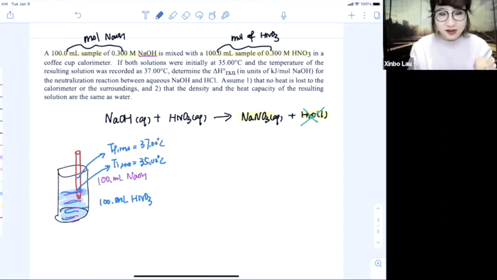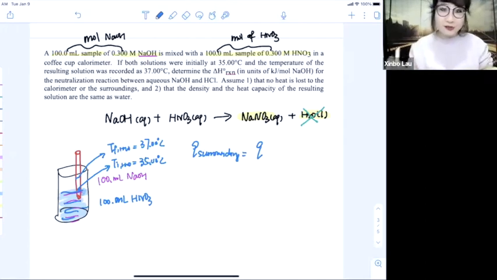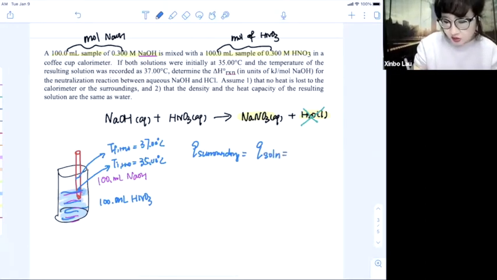So basically you're thinking, if my water, which is the solvent, is our surrounding, then the heat of the surrounding, we simplify. We made assumptions. You can read through the assumptions. Then the heat just equals the solution's, and the solution is mostly just water.